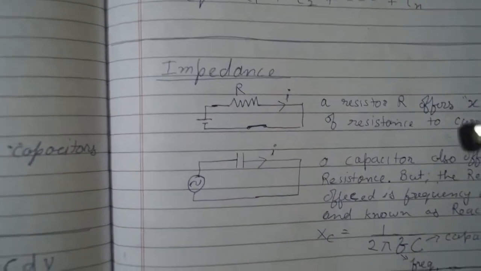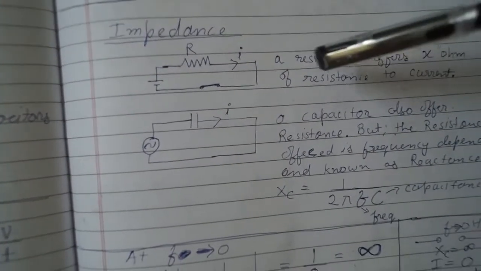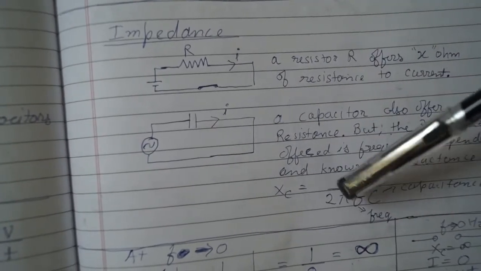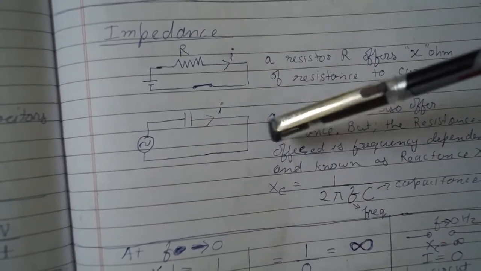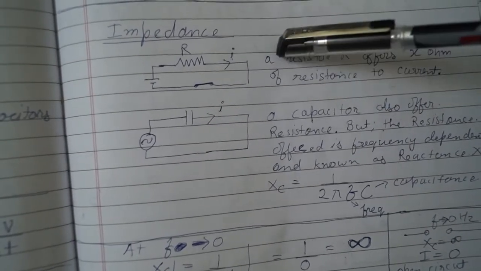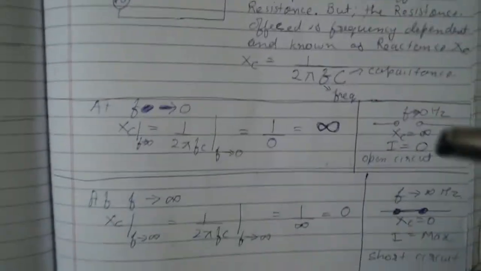If we are talking about pure DC signals, we are not talking about impedance. If we are talking about an AC signal, we talk about impedance in place of resistance. Basically both are resistance.